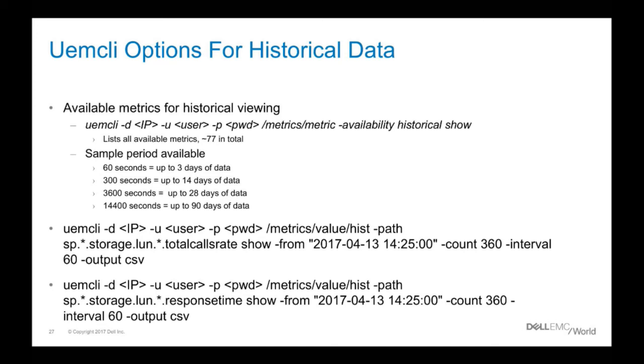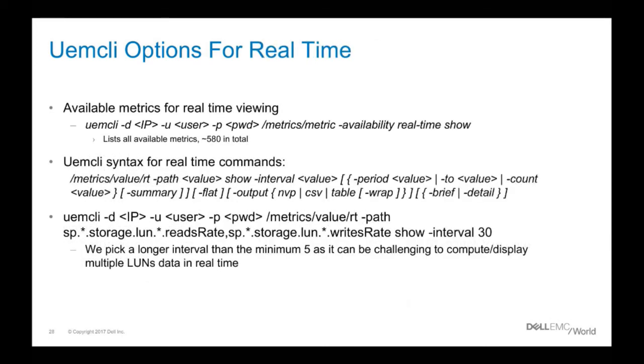Now, I mentioned before that in the performance dashboard, we have real-time capability. And we also have real-time options available within the Uemcli framework. And we have many more options available because it's real-time, and because we're not retaining those levels of performance metrics, you know, in excess of 500. And there's a couple of examples there that you can take away offline and have a play with on your own system.